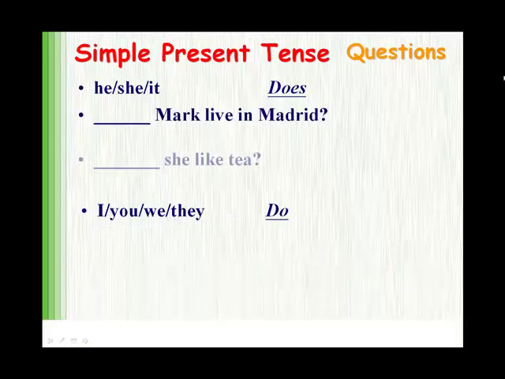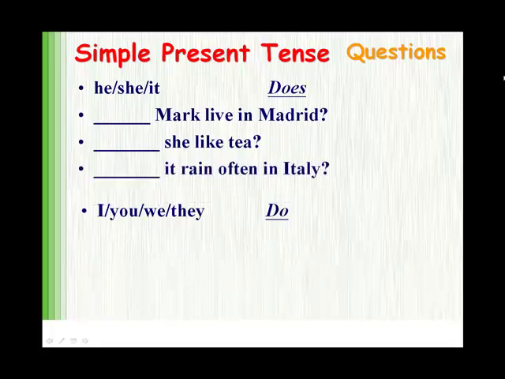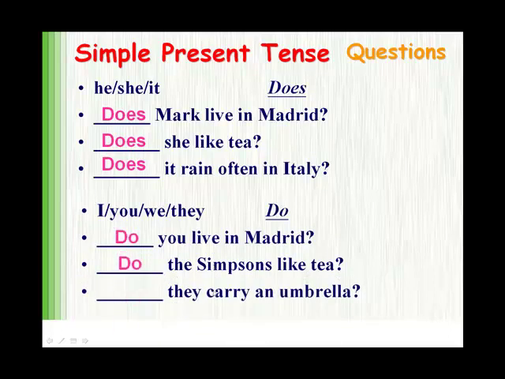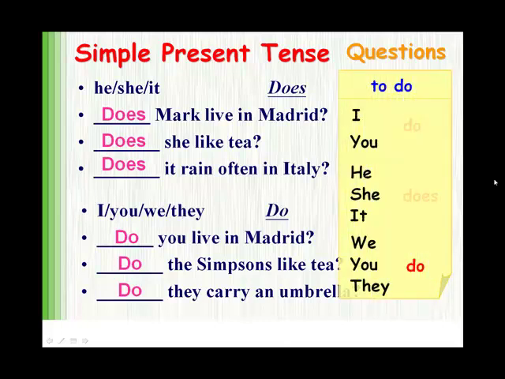So remember, as I told you before, he, she, and it take does for questions. Does Mark live in Madrid? Does she like tea? Does it rain often in Italy? These are 3 examples with does. And the rest of pronouns use do for questions. Do you live in Madrid? Do the Simpsons like tea? And do they carry an umbrella? The Simpsons refers to a group of people, so it would be they, okay? Remember to learn by heart which pronouns use do and which ones use does.